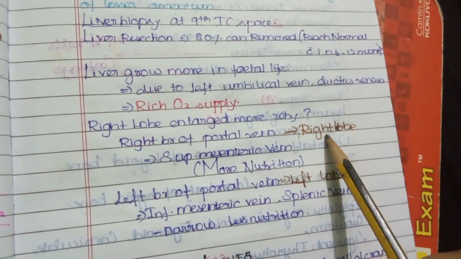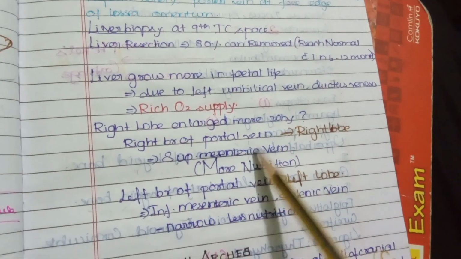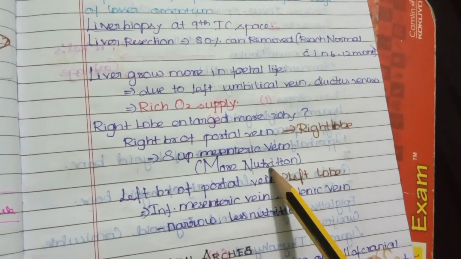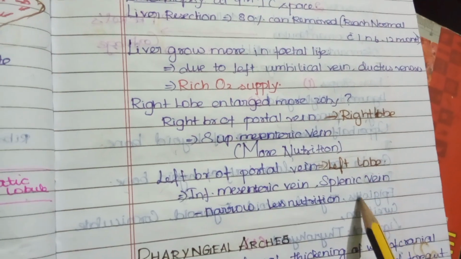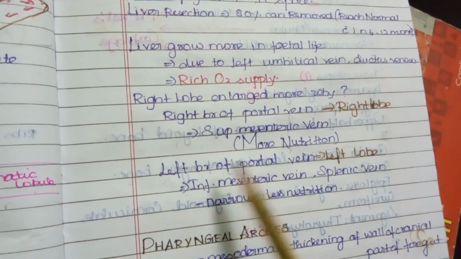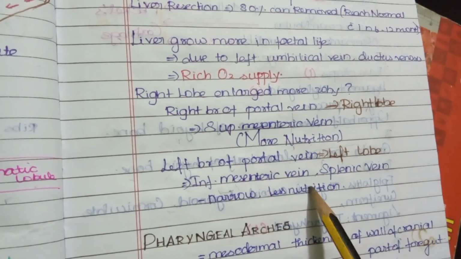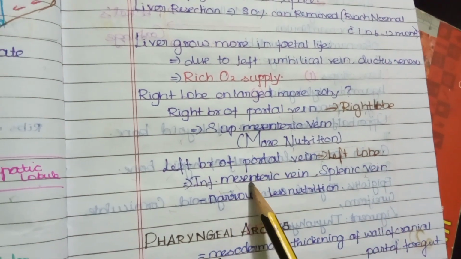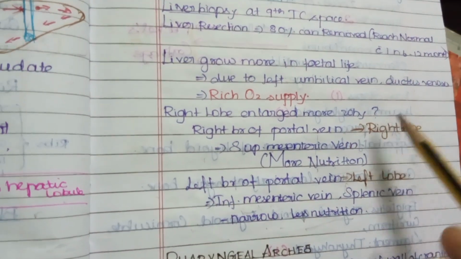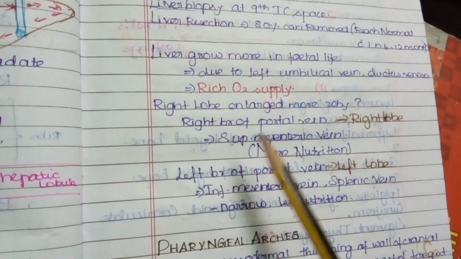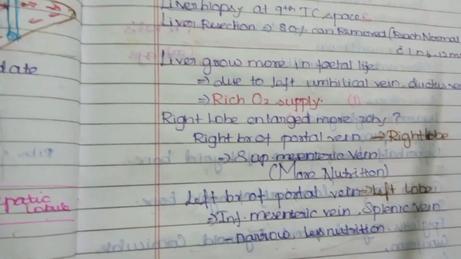The superior mesenteric vein, which drains the right lobe. The superior mesenteric comes from the intestine, right? The GIT, which has more nutrition from our food. And see here, the left branch of the portal vein drains the left lobe, right? It comes from the inferior mesenteric and splenic veins, which are narrower and carry less nutrition. That's why, some people guess, it is less in size compared to the right lobe. Okay. Thank you, guys.